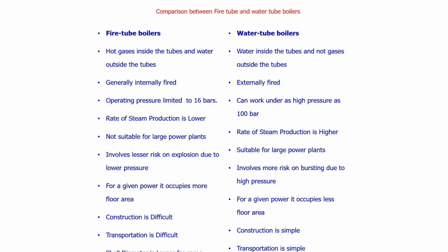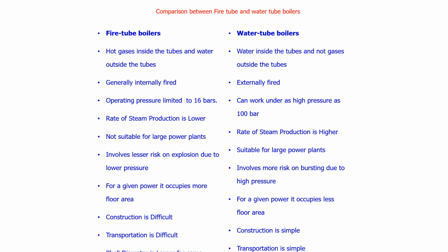Fire tube boilers are internally fired, whereas water tube boilers are externally fired. We have the furnace at the bottom of the bank of tubes, and hot flue gases surround the water tubes. By means of heat transfer, the water inside the tube gets converted into steam, then superheated steam, and it is finally delivered to the steam turbine. Stage by stage, water is heated to a superheated condition.